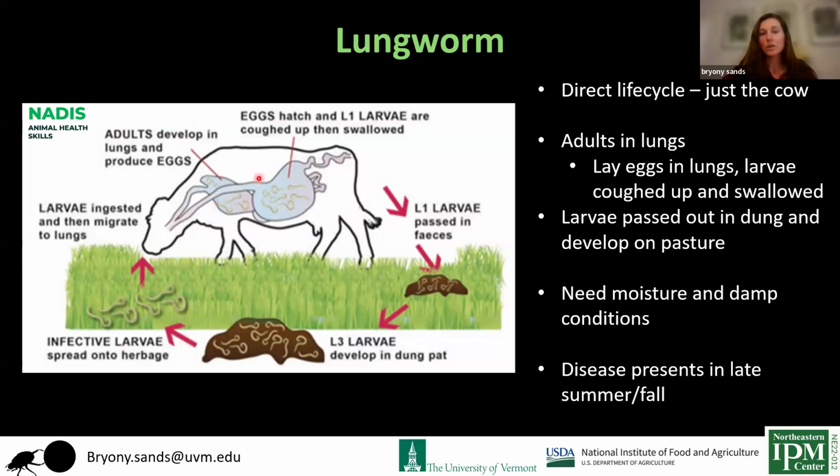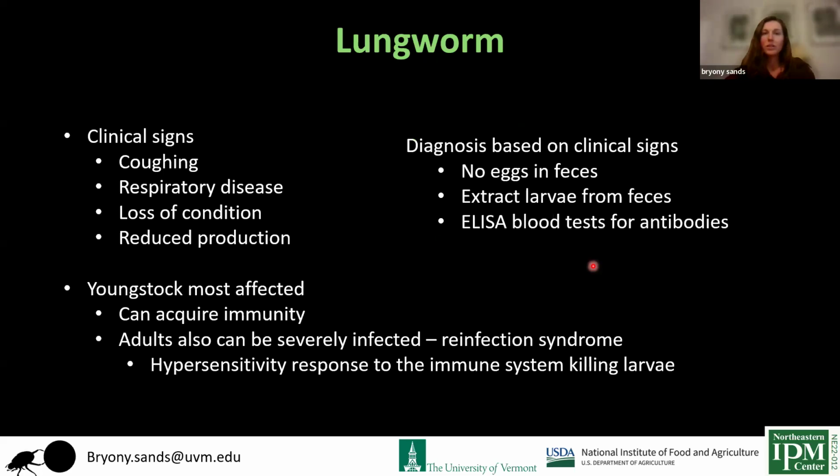So this is also very dependent on moisture and damp conditions, and disease usually presents later in the summer or the fall. So the clinical sign of lungworm is really the coughing. That's a giveaway for this.